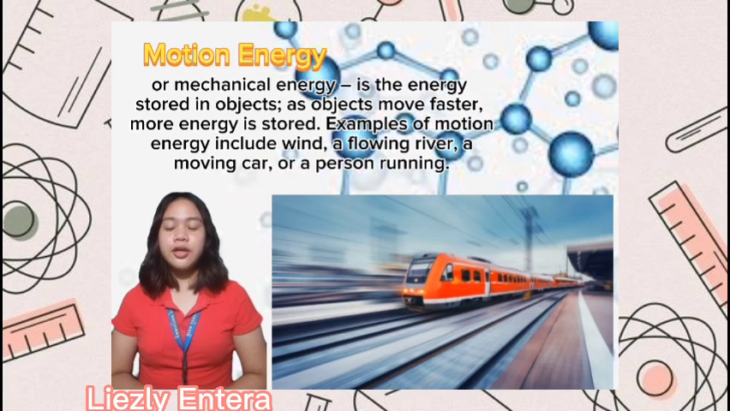Motion energy. Motion energy or mechanical energy is the energy stored in objects. As objects move faster, more energy is stored. Examples of motion energy include wind, a flowing river, a moving car, or a person running.